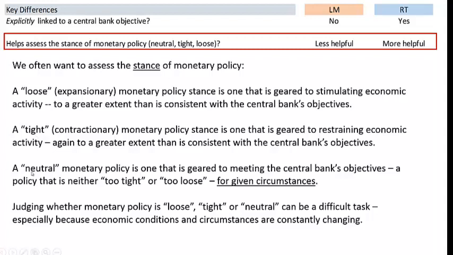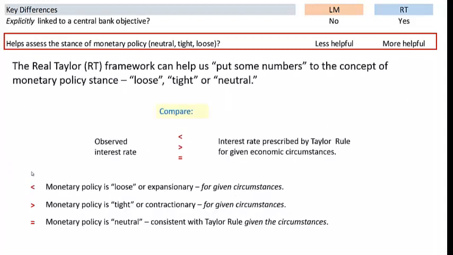So a neutral monetary policy stance is one that is geared towards meeting the central bank's objectives, a policy that is neither too tight nor too loose for given circumstances. Now, judging whether monetary policy is loose or tight or neutral can be a difficult task, especially because economic conditions and circumstances are constantly changing. But the real Taylor framework is a little bit more well-suited to help us put some numbers to the concept of the monetary policy stance, loose or tight or neutral. It's going to be a little bit more helpful.